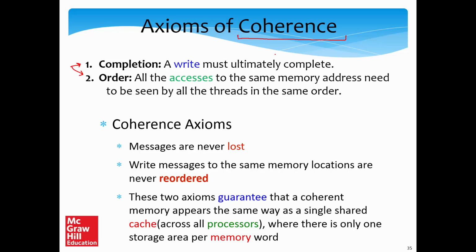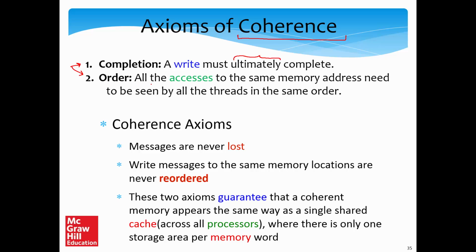Ultimately, well, how long? 1 second, 2 seconds, 1 cycle, 1 nanosecond, or 1 year? Well, this is theoretical. So ultimately means ultimately, the time cannot be infinite. It has to be finite. If I write, ultimately, the write should happen.